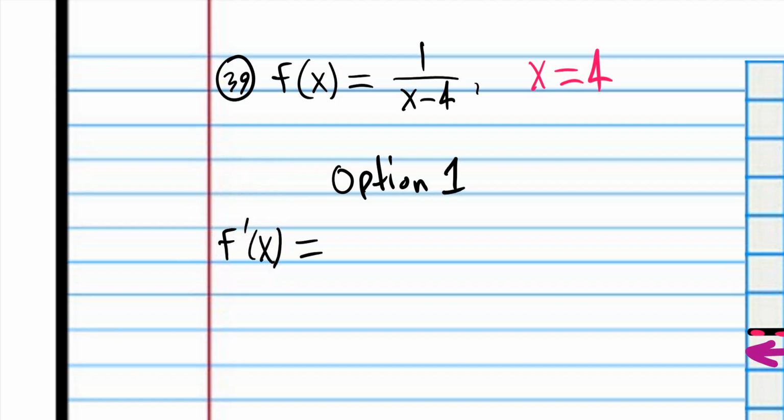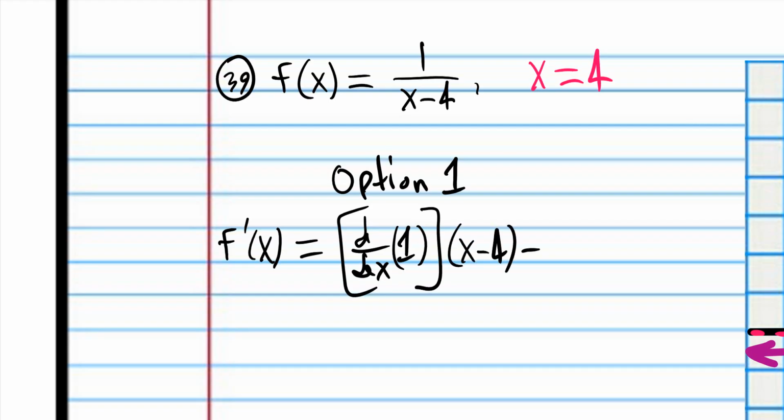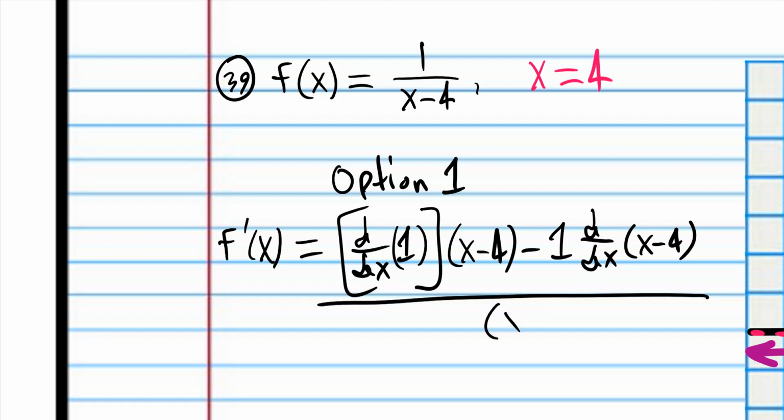So the derivative is, remember, when you find the derivative of a fraction, you multiply the derivative of the numerator by the denominator, and you subtract the numerator times the derivative of the denominator, and all that must be divided by the denominator squared. That's the quotient rule.